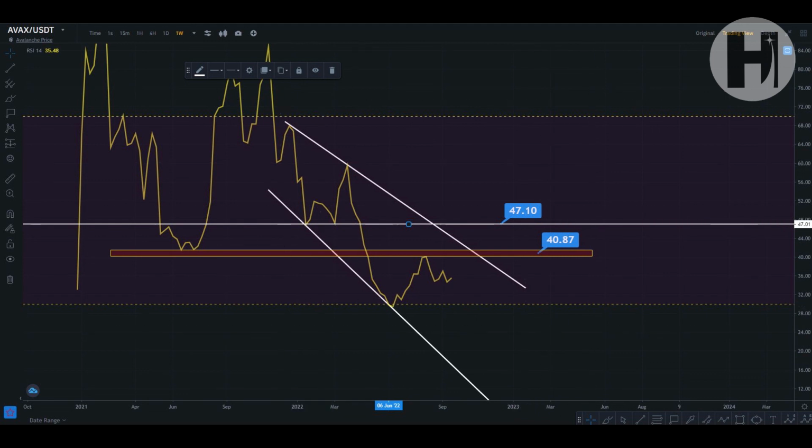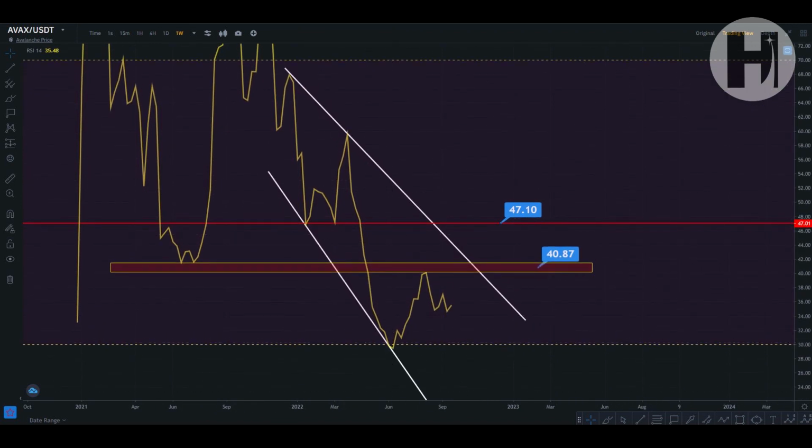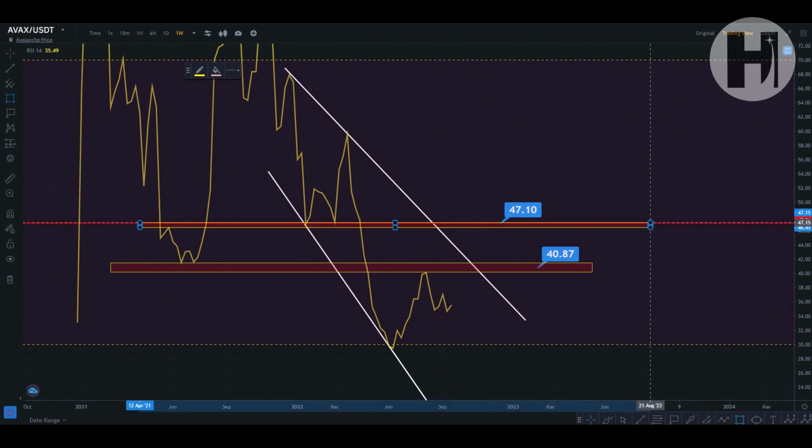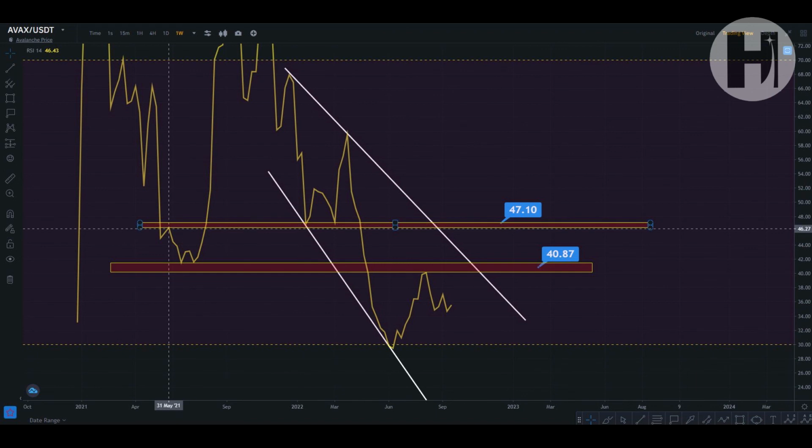Let me change the color of that so it's a bit easier for you to see it. I'm going to make it red. So as you can see, the index of 47, you do have multiple touches. Actually, I'm just going to use a rectangular pattern. That's going to be way better. So as you can see, you have two touches off of that zone in March and January of this year, and you do have a backtest of resistance in May of 2021.